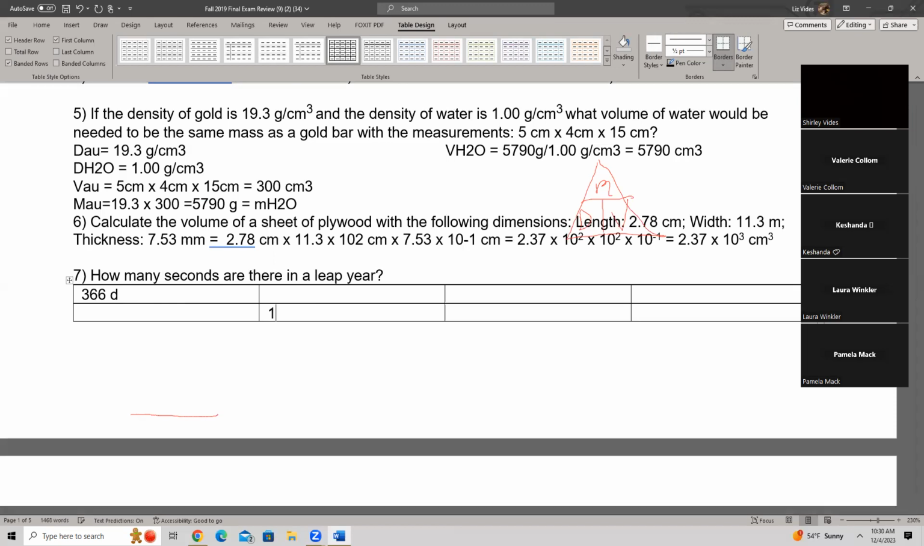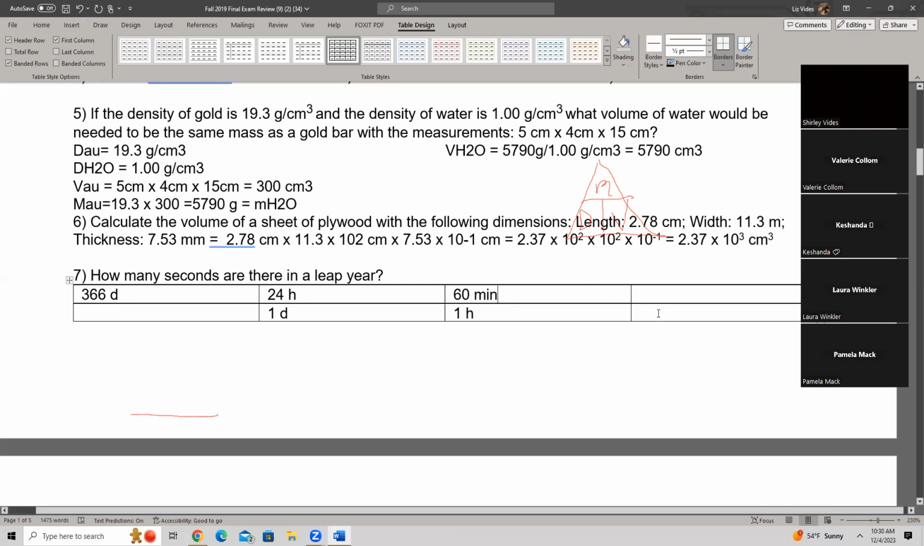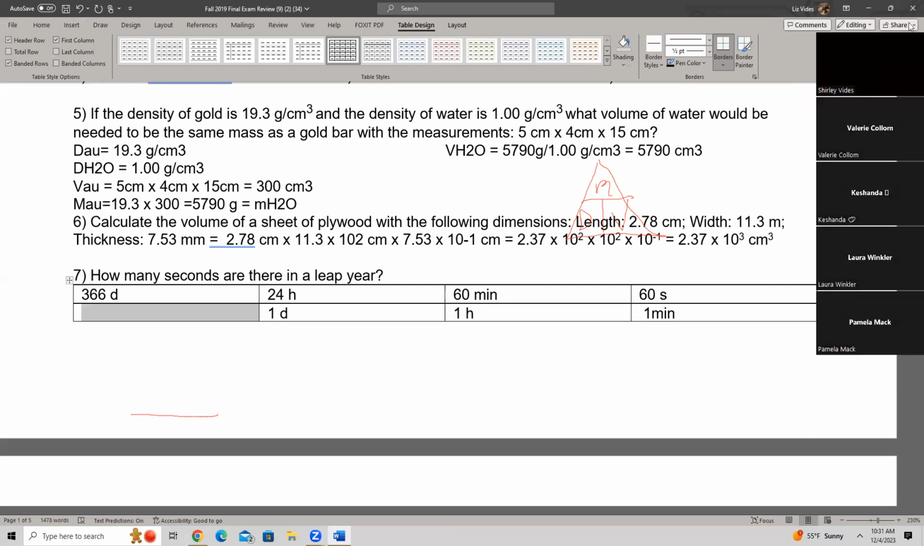Okay, so one day has how many hours? 24, right? 1 hour has how many minutes? 60. 1 minute has how many seconds? And there you go. 60. And remember this? What do we do? You multiply. You multiply everything. Everything, right? Because the bottom is all ones. So you don't need to divide it. So just multiply and tell me what you got.